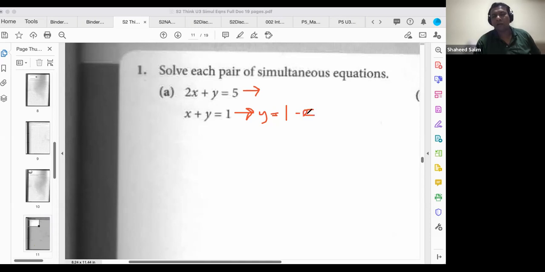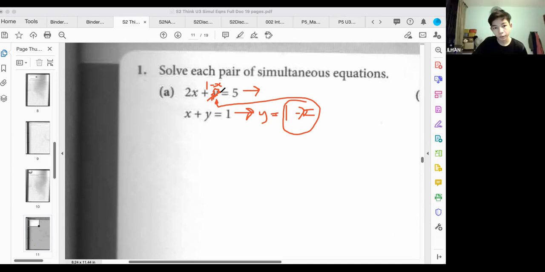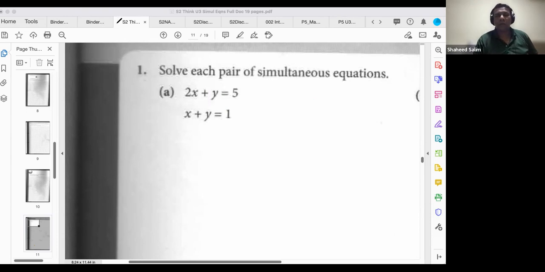Are you confused by this one? No, right? y equals 1 minus x. Can you see now? y equals 1 minus x. You put this value inside the first equation here. This one becomes 1 minus x. No more y. Now once you put in the value, you can find out what x is. You get it? So if you get it, then you try the next one.